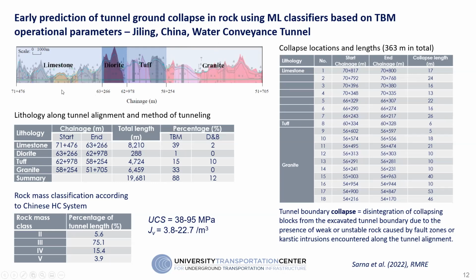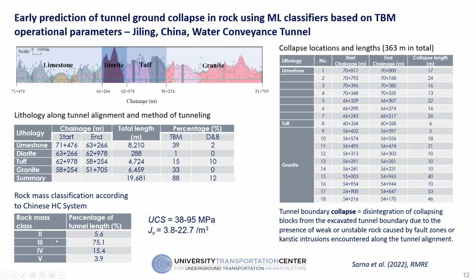So the first problem, the Jilin water conveyance tunnel. It's a tunnel that's about 20 kilometers long, made up of essentially 4 types of lithologies: limestone, diorite, tuff, and granite. Limestone is the main lithology, about 8 kilometers, followed by granite and tuff. There's only very little of the length of the tunnel that's in diorite. The tunnel is excavated by TBM, 88% of which is TBM tunneling, and 12% is drill and blast tunneling.